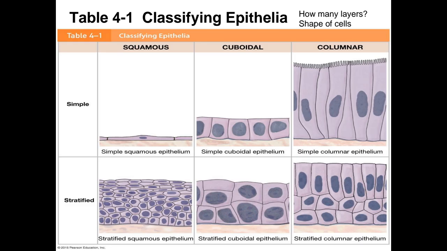If the tissue has one layer of cells, so the cells are lined up in just one line, then we call it simple, okay? So the term simple means one layer of cells, just one layer.